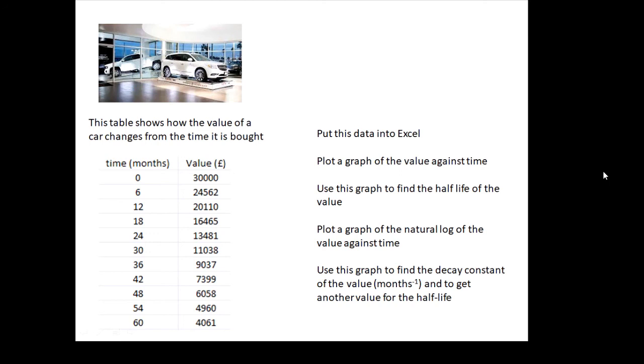Okay, if you get a straight line, you can get Excel, if you do a trend line and show the gradient, you can actually get a value for the decay constant, and you can get the half-life from this. And another, so you've got two values of the half-life. Have a go at it. It will help your understanding of this topic.